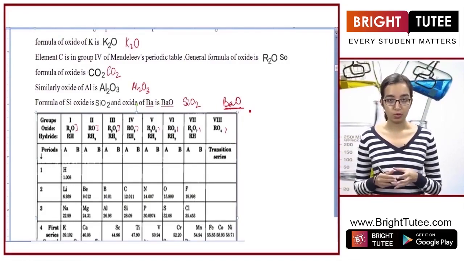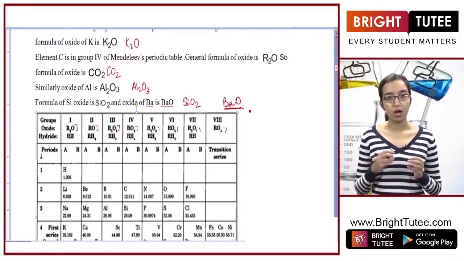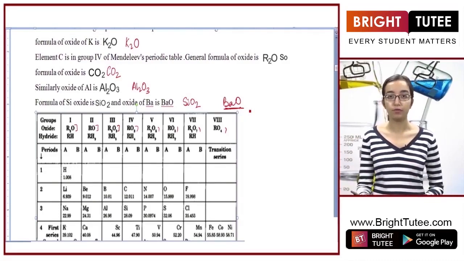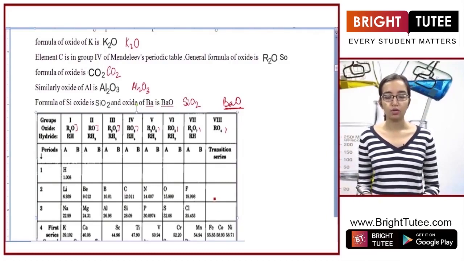So, what we have understood here is that in Mendeleev's periodic classification, we already have the structure of the oxide. We just have to replace the R with the element that we are choosing from that particular group, and we will have the formula of the oxide. So, moving on, let us do the next question.